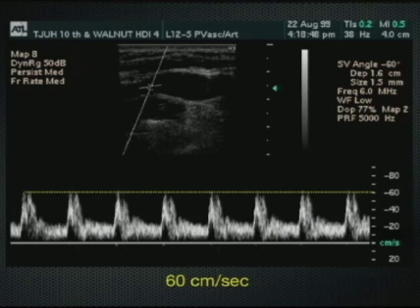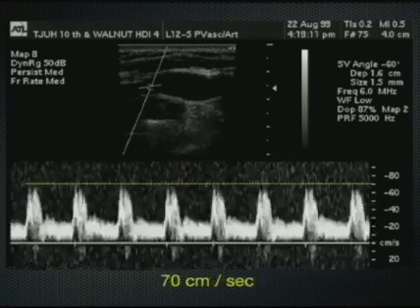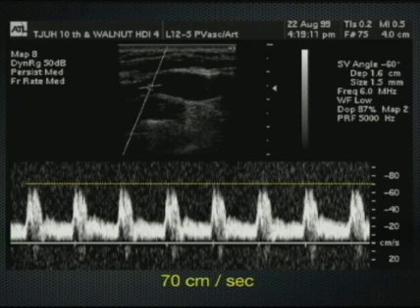Now here's another slide taken just a moment later without any change in the position of the Doppler sample or the angle correction. And the velocity is estimated here to be only about 45 centimeters per second. And here another image, again without any change in the position of the sample volume or Doppler angle, in which the velocity is estimated to be 70 centimeters per second. The question here then is, what is the correct velocity? Is it 45, is it 70, or is it 60?